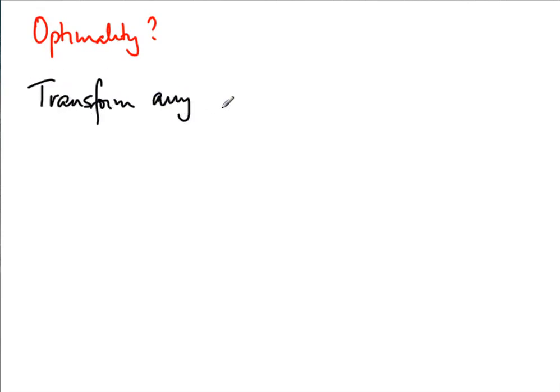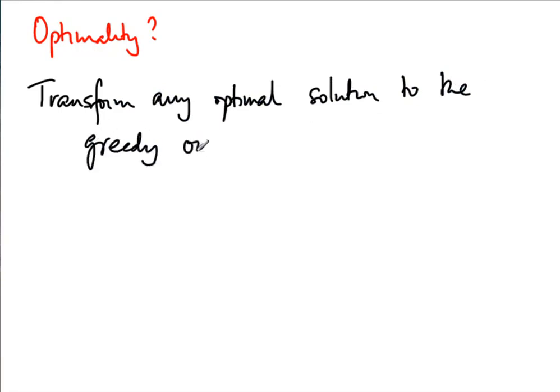So now the question is, how does one show optimality? How do we show that our greedy solution is optimal? One of the standard techniques is to transform any optimal solution to the greedy one. And if we can achieve this transformation without changing the value, then since we started with an optimal value, the greedy solution must also be optimal. So this is exactly how we are going to do the proof here.